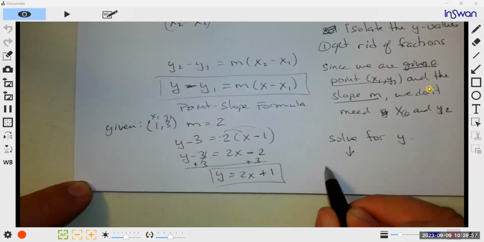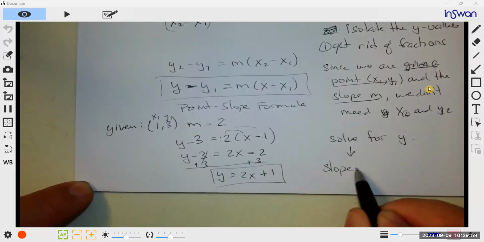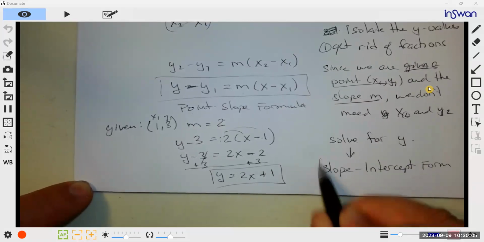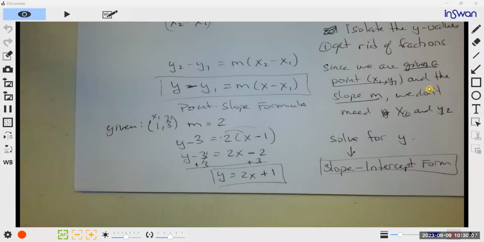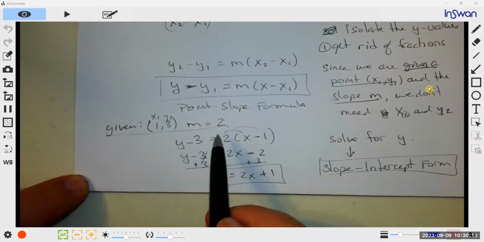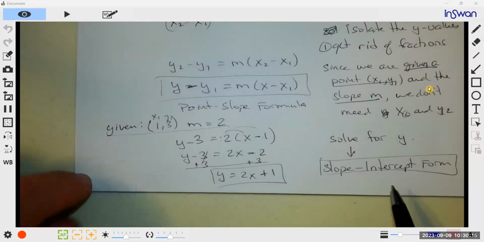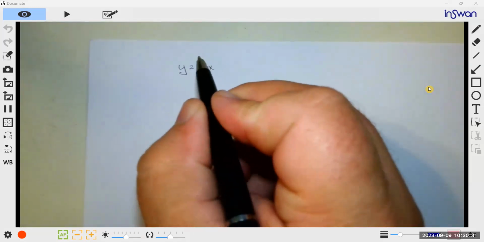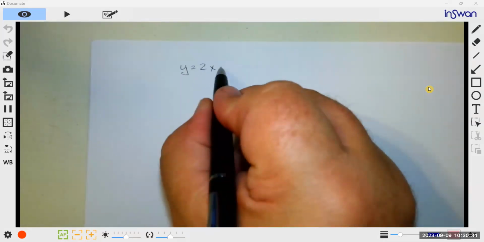This puts us into the slope intercept form. Because once we start off with the point slope formula, if you're given a point and a slope, you get the slope intercept form. That one was 2x plus 1.